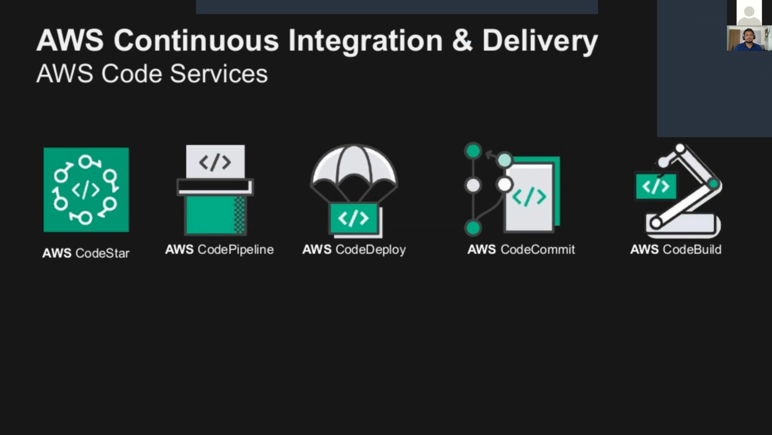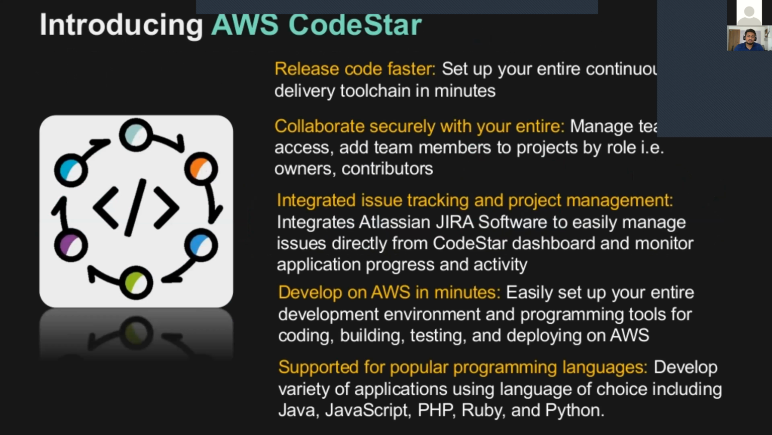And you have your CodeCommit, with the help of which you can advance, build, or update your applications. And you have AWS CodeBuild, which allows you to build your application. And coming to CodeStar, it releases code faster, collaborates securely with your entire team, has integrated issue tracking and project management, lets you develop on AWS in minutes, and supports popular programming languages.